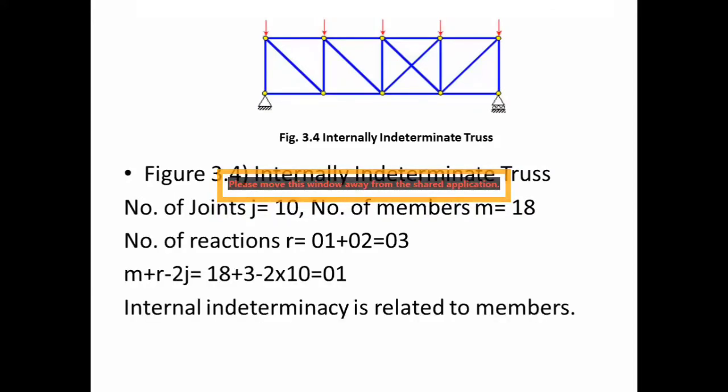So this is internal indeterminacy. What is internal indeterminacy? Internal indeterminacy is related to members, the truss members. There is another form of static indeterminacy for trusses. It is external. Please remember, internal indeterminacy is with respect to the internal members of the structure. Now we shall see what is external indeterminacy.